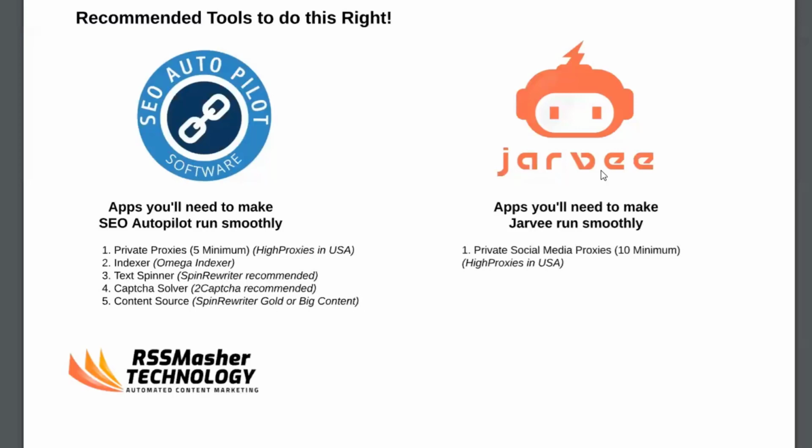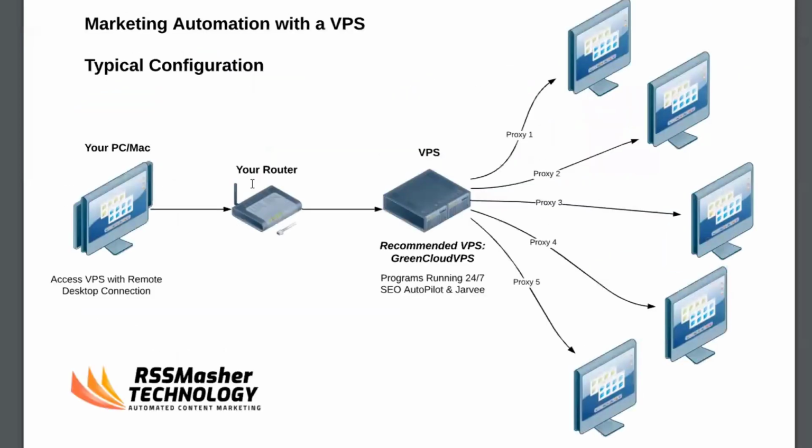One of the things I found with Jarvee is if you get it on a VPS, Jarvee is a champion. I mean, it just runs all the time. So before we go any further, let me show you what it is. The beauty about this is you access it through a software tool on your computer, on PCs and Macs, called Remote Desktop Connection.